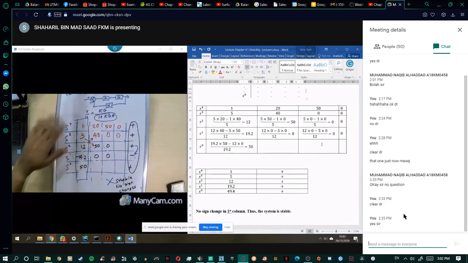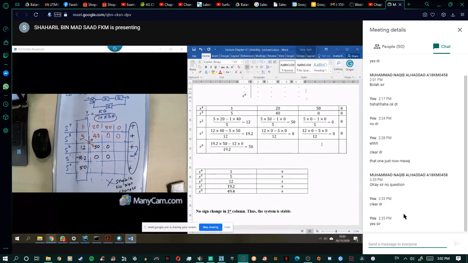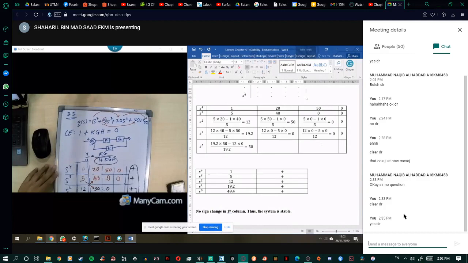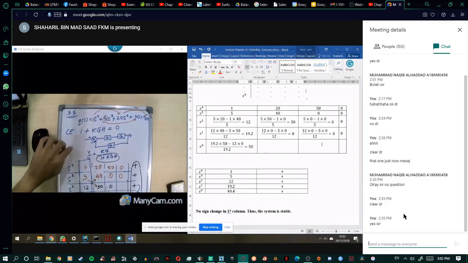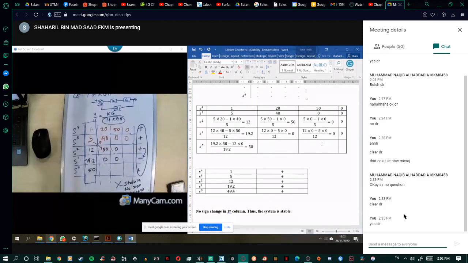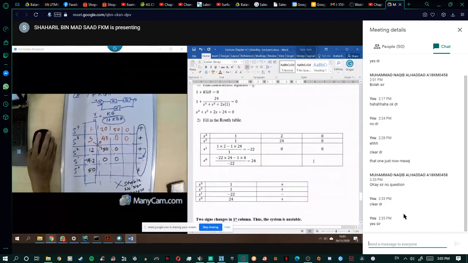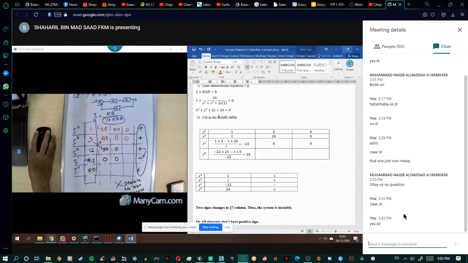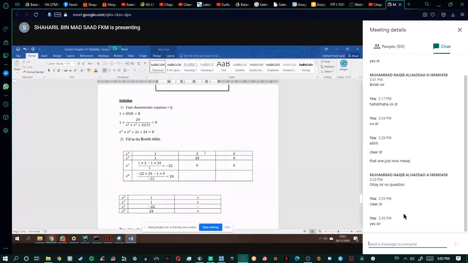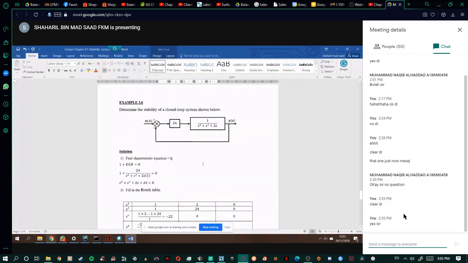In order to use the root criterion, just look at the first column. So why do we use this root criterion? Because we cannot solve a power of 4, right? So that's why we use the root criterion. Any questions? Do you understand clearly? Yes, Doctor. Okay, good. So let's look at example 3.6.